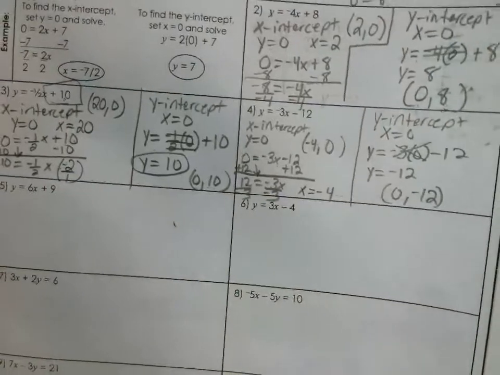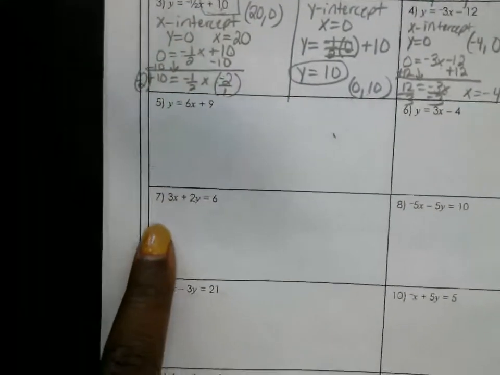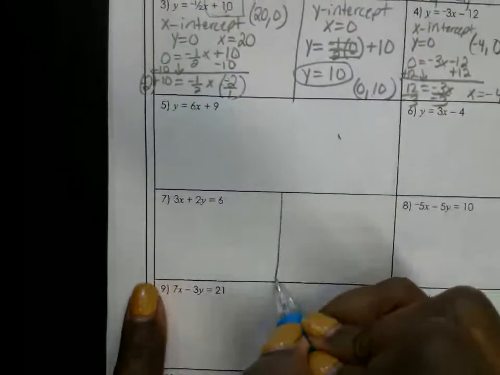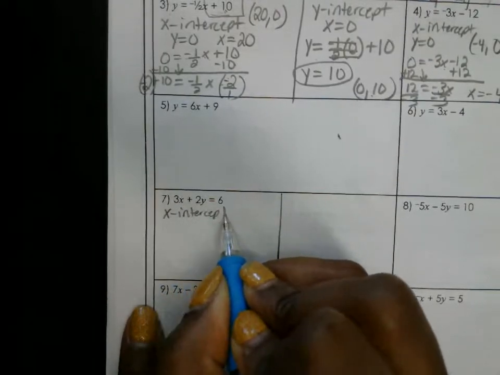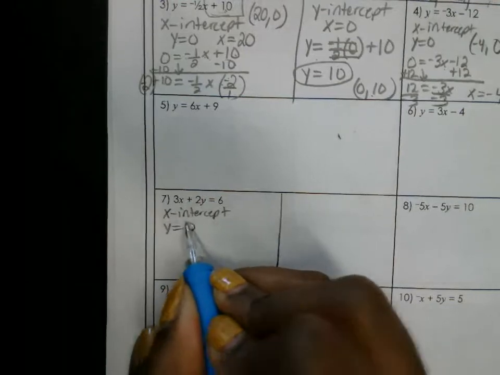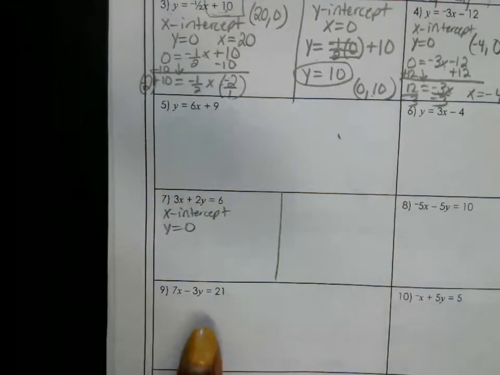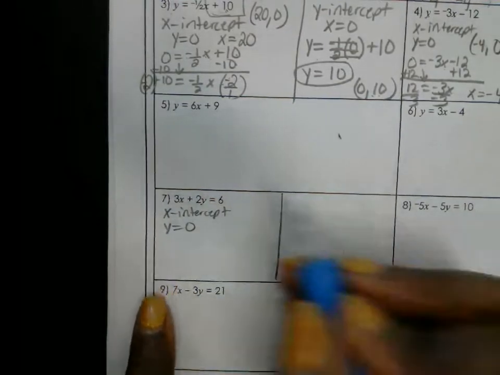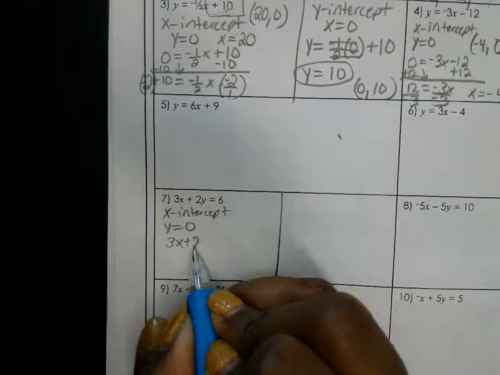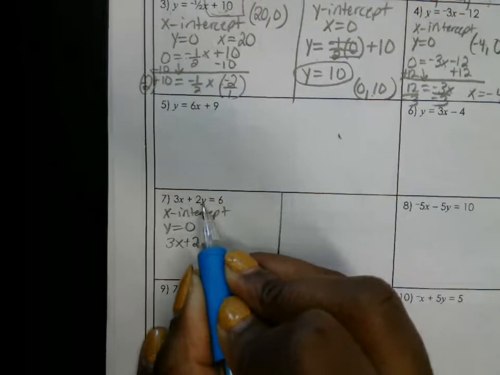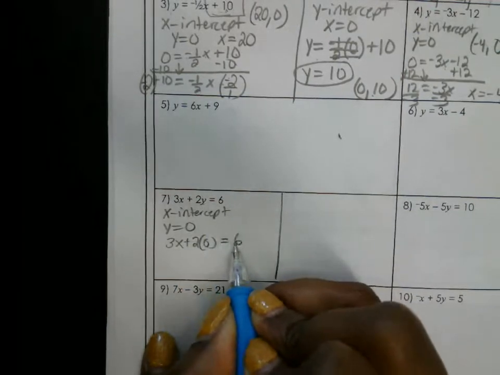All right, I'm going to go down and I'm going to do number 7. Do this again. Your x-intercept, that means your y is equal to 0. Any place where it crosses the x-axis, y is 0. Okay, so you're going to plug in 0 for y. So that's 3x plus 2 times 0, put 0 in for y, is equal to 6.